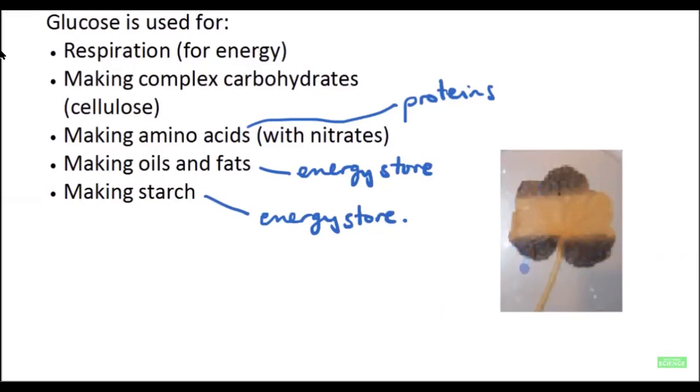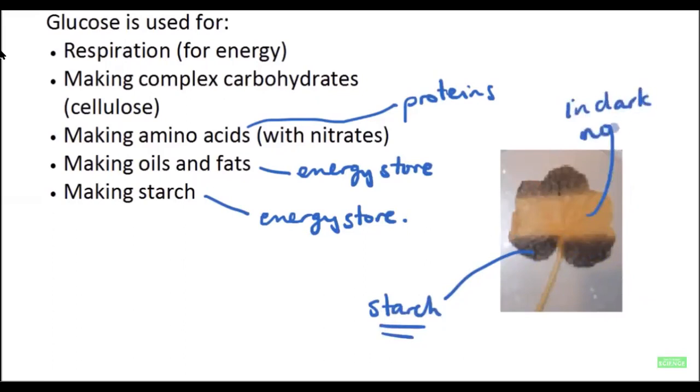So looking at this leaf here in this picture, you can tell here which part was covered and which part had access to light. So this part here, the dark bit, contains starch, and the light bit was in the dark, and it doesn't contain starch because there was no reaction and there was no color change.